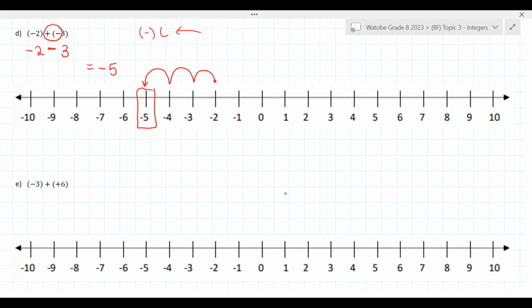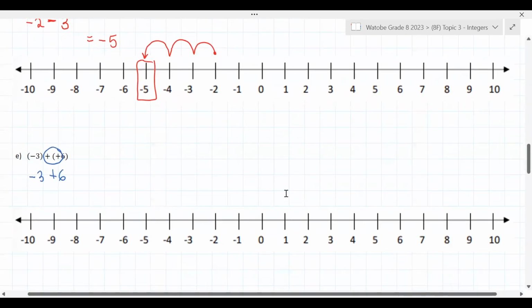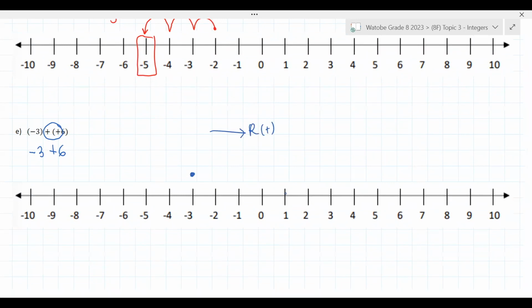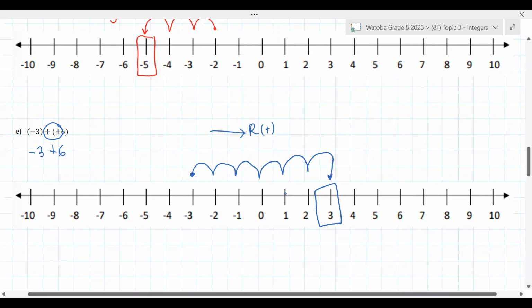The answer to E, ma'am, is 3. Perfect. Excellent. So guys, remember the plus like we had in question C is actually just a plus. So what we have is -3 plus 6. If we go to our number line, we're starting at -3, we're adding, so we need to move to the right. And we add 6. 1, 2, 3, 4, 5, 6. So exactly +3 is my answer here.